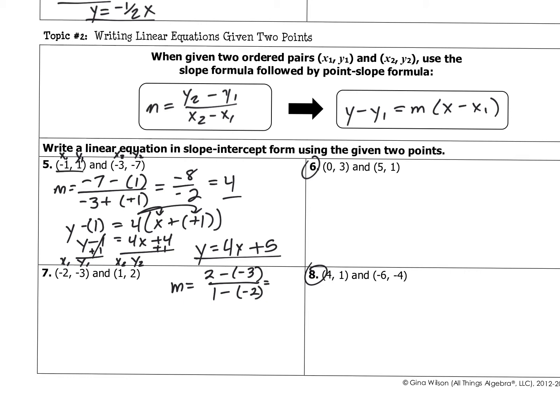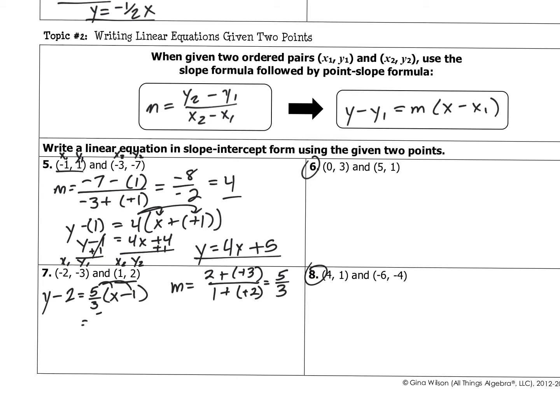All right, so 2 minus -3 is like 2 plus 3, which is 5. 1 minus -2 is like 1 plus 2, which is 3. So that's 5/3. So I can set up my point slope formula. This time I'm going to choose the second point just because those numbers look more friendly. So y minus 2 equals 5/3 times x minus 1.